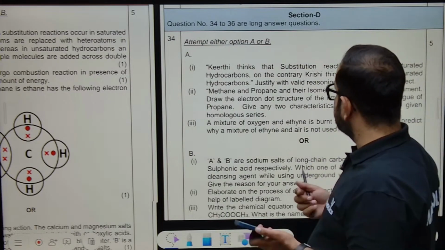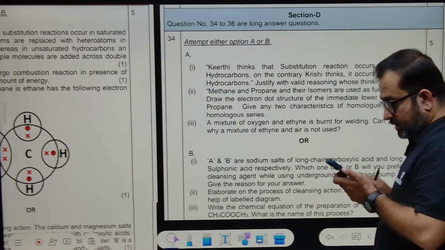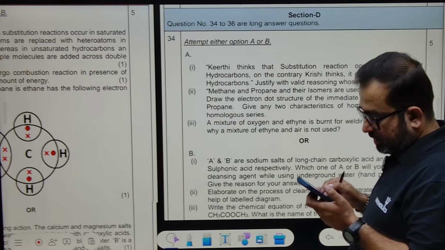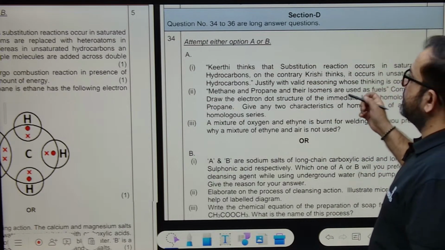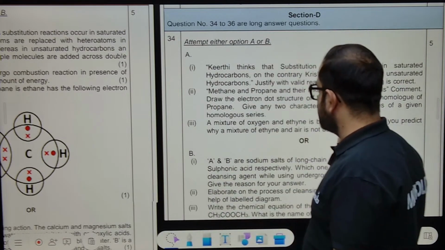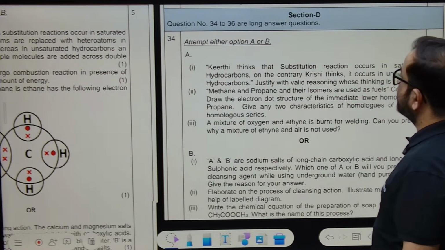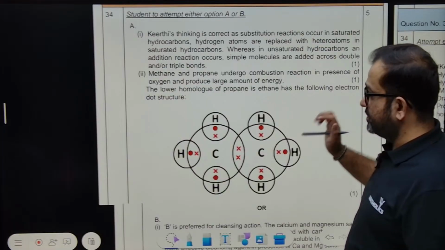Okay, the question is: Kirti thinks that substitution reaction occurs in saturated hydrocarbons. On the contrary, Krishi thinks it occurs in unsaturated hydrocarbons. Okay. Justify with valid reasoning whose thinking is correct. Right. So what are saturated and unsaturated hydrocarbons first?